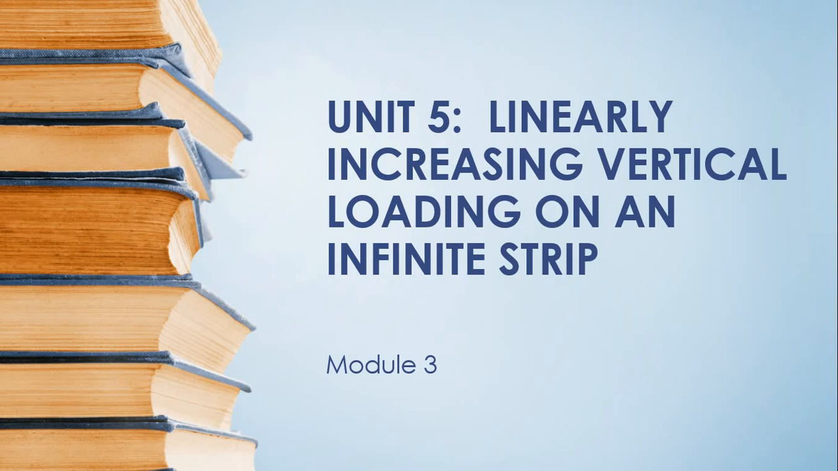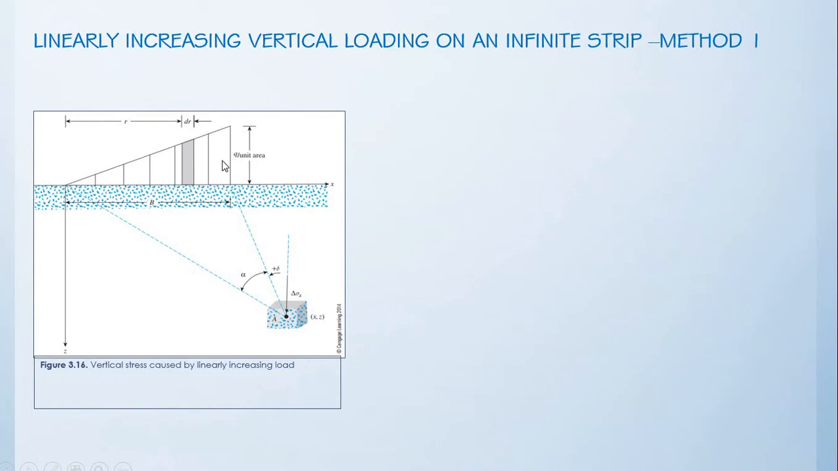We will now consider another type of load, and that is the linearly increasing vertical loading on an infinite strip. First, we take a look at the figure, and we observe that the load is linearly increasing, so from zero magnitude up to an increasing magnitude. And then the strip is infinite.